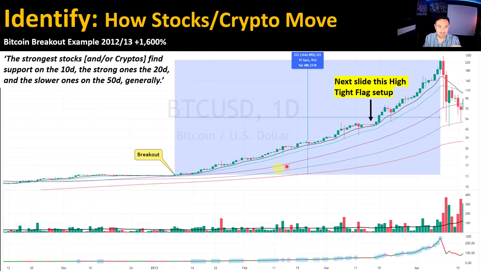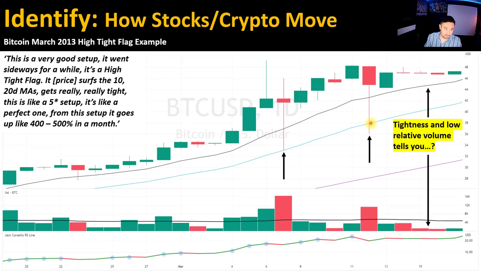Then we're going to look at this high tight flag. This one here, so we're now looking at that high tight flag in the context of that move. And this is a quote about this setup. This is a very good setup. It went sideways for a while. It's a high tight flag. It being the price surfs the 10 and 20 day moving averages. It gets really, really tight. This is a 5-star setup. It's like a perfect one. From this setup, it goes up, price 400-500% in a month.